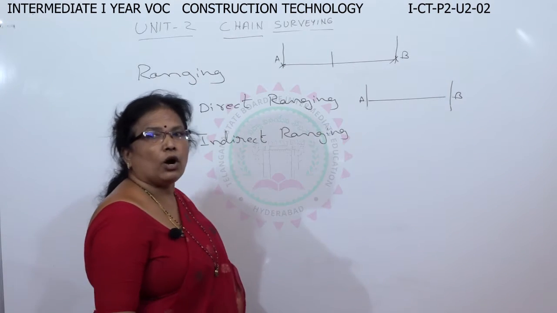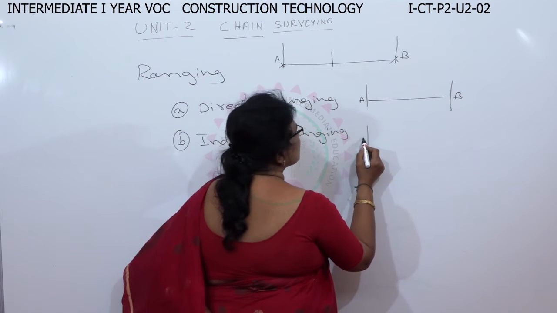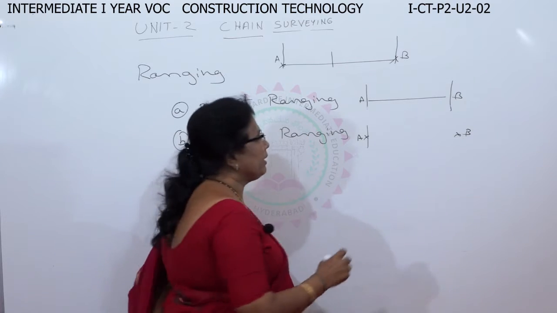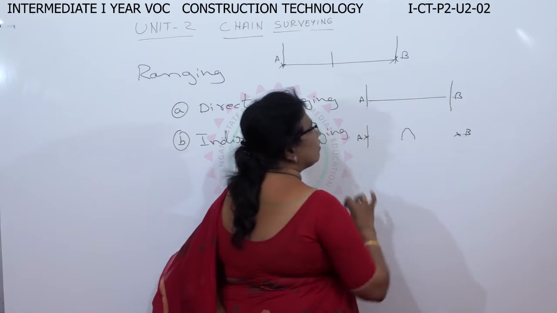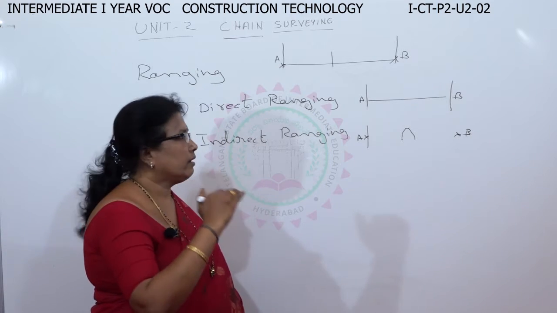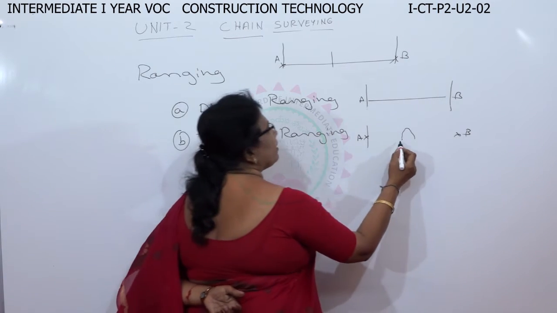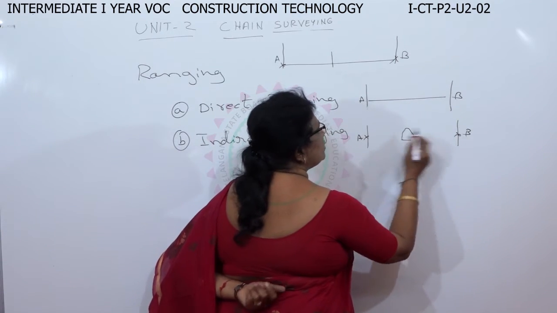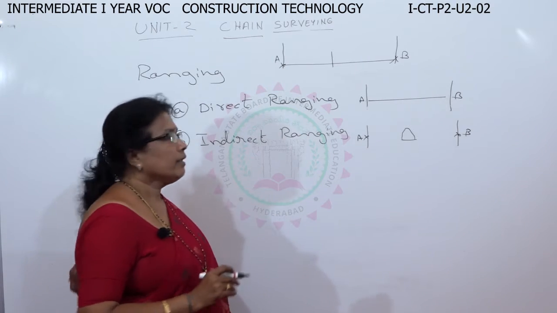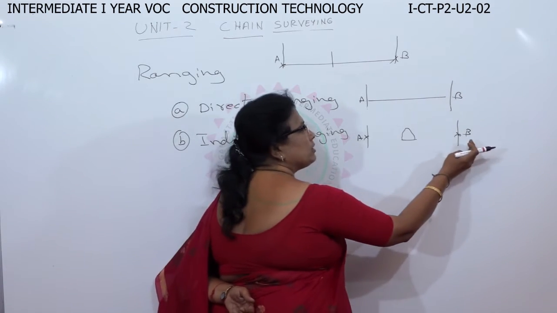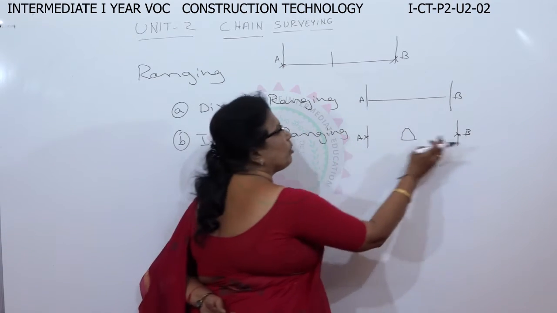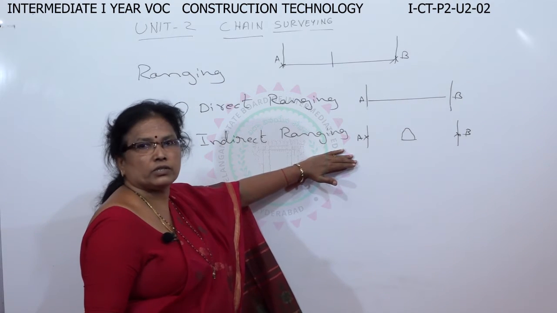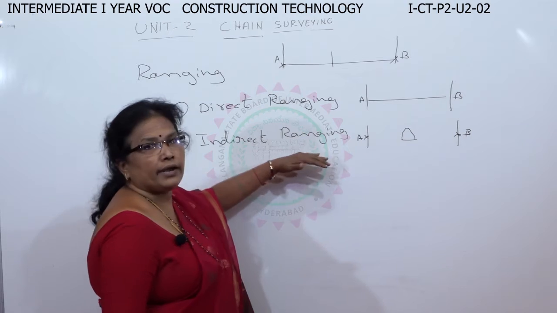When both points are not visible, in which circumstances? See, suppose this is starting point A and this is ending point B. There is some area on high level, or there is some mountain or something else, or a tree or a building, anything in the middle of these two points A and B. That time, person A cannot see B and person B cannot see A. Both points are not visible to each other. That time you will do indirect ranging. So this is about direct ranging and indirect ranging.